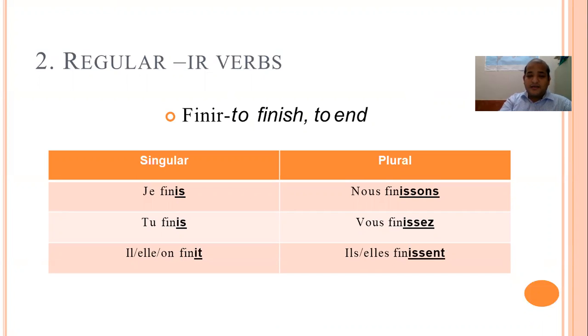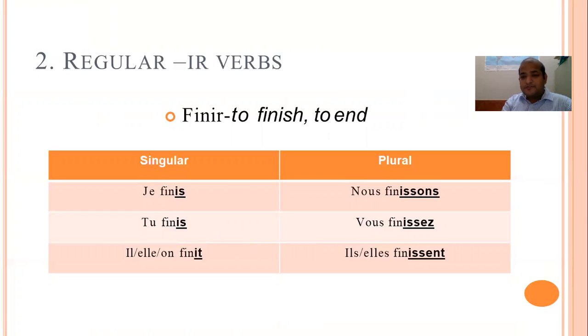So it is conjugated as je finis in the first person. Je finis is I finish or I'm finishing. Tu finis. Il finit. Elle finit. On finit. Mind the pronunciation: though we are writing it differently, the pronunciation is the same. Je finis, tu finis, il finit, elle finit. But when it will be in the plural, that will be nous finissons.